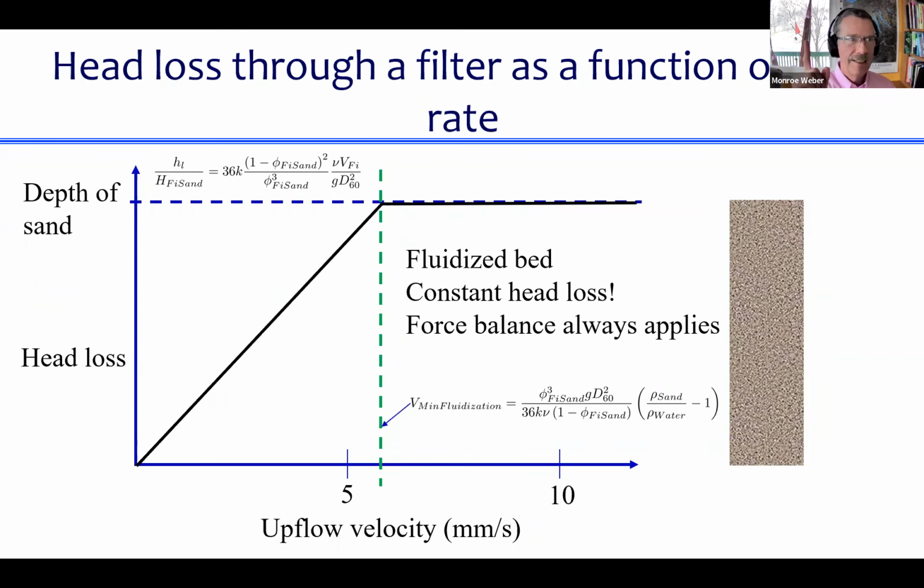Because this plot is, I feel like it's a mind-blowing plot because I've always understood that head loss increases with flow rate, right? And now I'm showing you a plot where there is a section in the plot where the head loss doesn't change, flowing through porous media as a function of flow rate because it's fluidized.